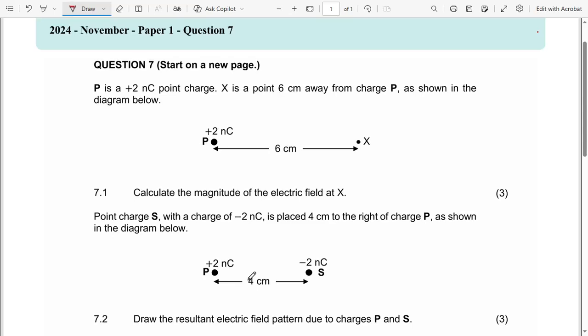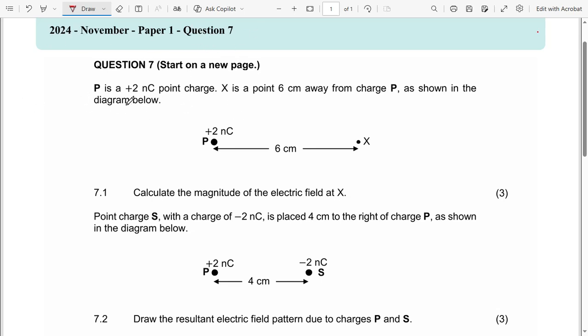Okay, guys, let's look at this question: how to answer electrostatic questions. This is from a past paper. I'm going to try and move slowly on this one so that you can understand how to answer electrostatic questions. This is question 7 from November 2024, paper 1.